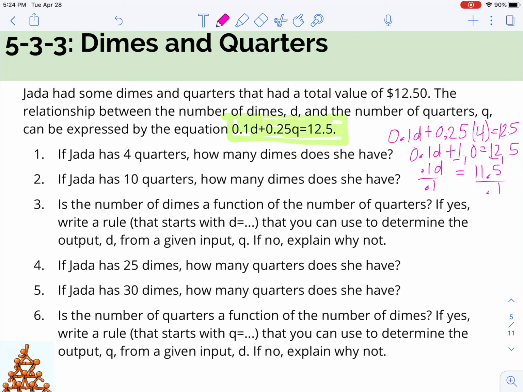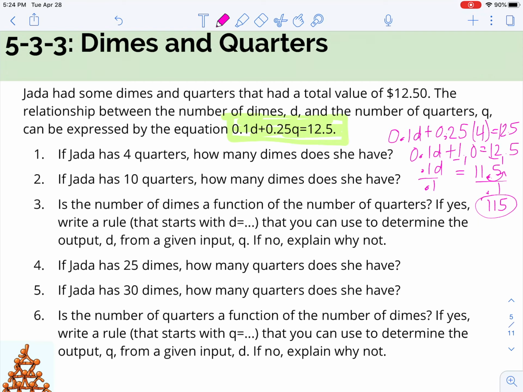But I'm going to check with the calculator because I haven't done this for a long time. 11.5 divided by 0.1. Okay, so yeah, the decimal just moves over 1 to the right, so then you get 115. So she has 115 dimes. It's a lot of dimes. That almost seems wrong, but I don't know what else it could be. And it is correct. I just checked.